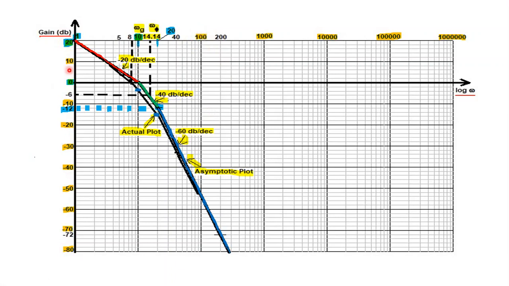So 20, 10, 0, etc., minus 80. So this is gain. That means this is positive gain, this is negative gain. Gain in decibels, that is 20 log of modulus of G(j omega).